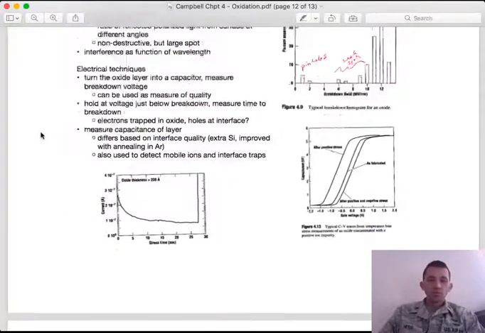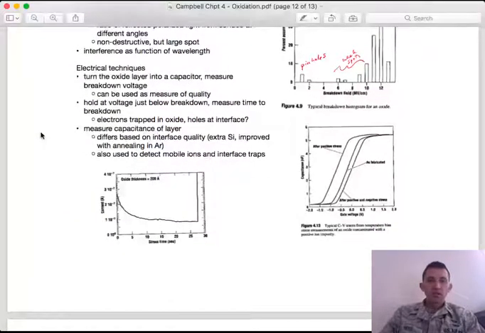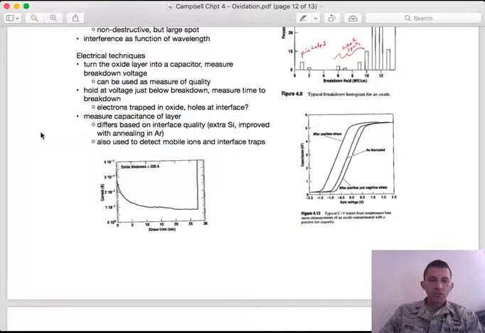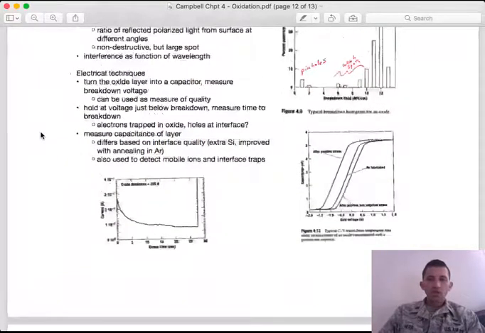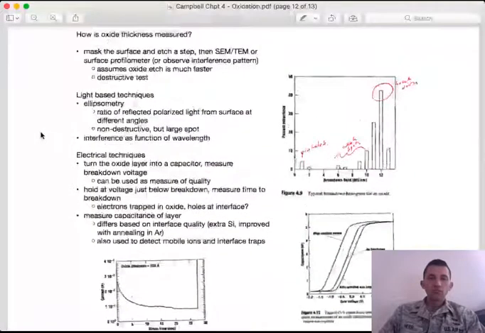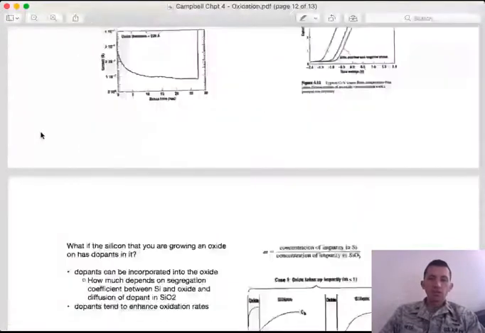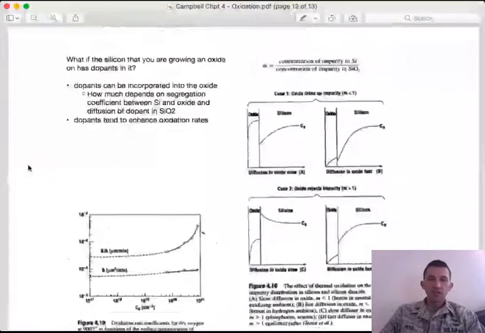You can also measure the capacitance of the layer. This also differs with interface quality. It can give you some information about which ions are mobile and traps within the band gap. So you have a set of electrical, light-based, or kind of direct measurement techniques for assessing the oxide layer thickness.